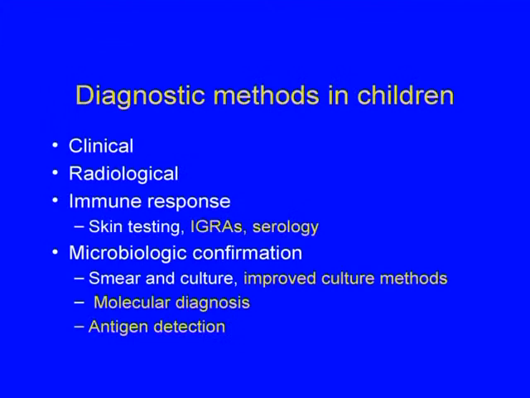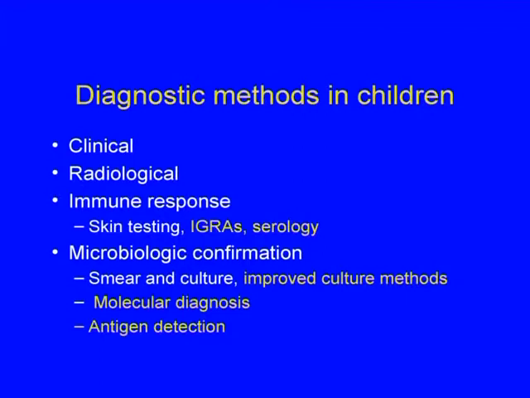So what we currently use are clinical criteria. We use radiology. We still rely heavily on the chest X-ray. And we do use immune response in terms of skin testing, the newer tests being the interferon gamma release assays and serology. We also occasionally use microbiologic confirmation. We use it a lot in adults for smear and culture with improved culture methods. We haven't tended to use these much in children. And more recently, a big shift to molecular diagnosis, there is some work on antigen detection. So let me go through these first.